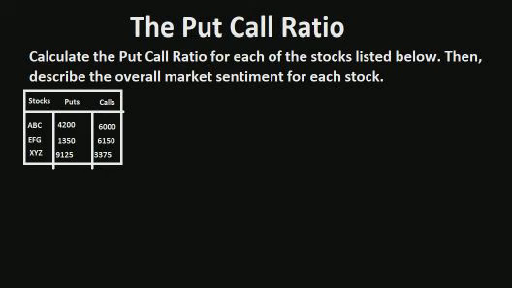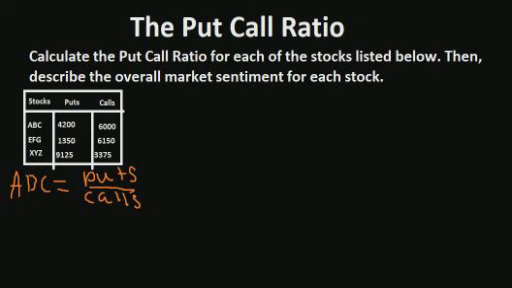Today we will be talking about the put-call ratio, how to calculate it, and what it represents. So let's begin by showing you the formula. We have stock ABC, and obviously stocks ABC, EFG, and XYZ are not real stocks. They're just examples. So ABC equals the put-call ratio, which is your volume of the puts over the volume of the calls, listed in the far right column.